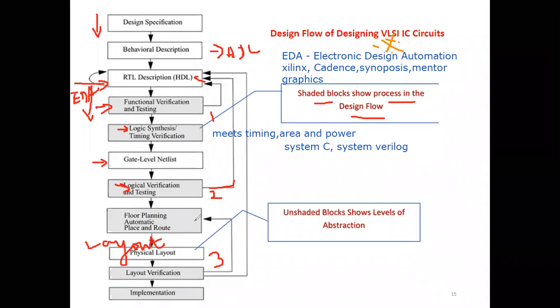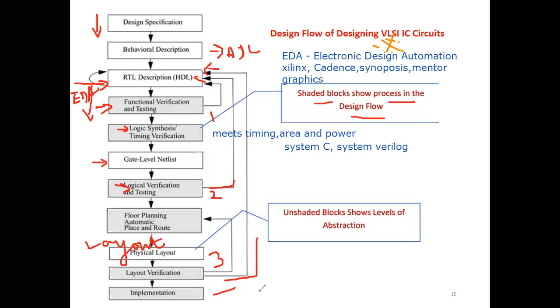That is nothing but here. It will check for floor planning, automatic place and route. So at the same time, it will check for here. See, wherever you go, you have to come back to the RTL description, which is where you wrote the program. There only we need to come. Once the layout verification is properly done, then finally I can go for the implementation. That implementation means finally we can take out the final IC chip.